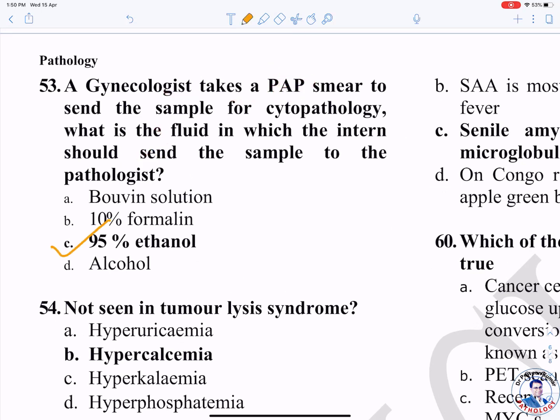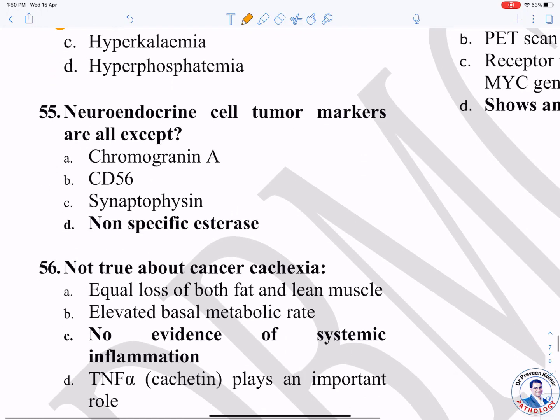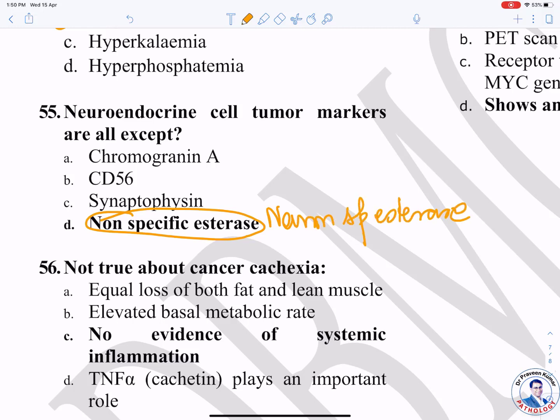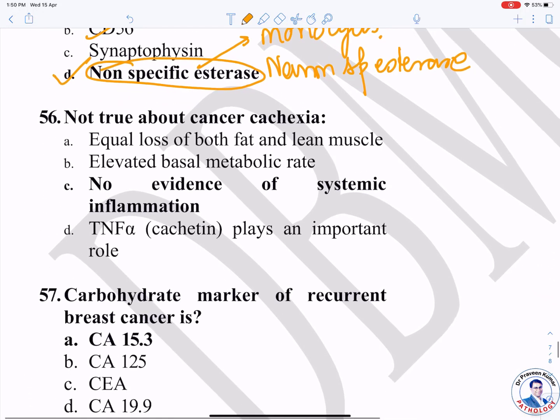53. Because it is about the actually pap smear, the answer is very simple. It should be 95% ethanol. Tumor lysis syndrome, a straightaway question. It is hypercalcemia. I'll not discuss it any further. 55. Many of you got confused by looking at the option non-specific esterase. Remember, it is neuron specific esterase. It is also called as CD56, and therefore you got confused. The answer is D. Okay, non-specific esterase. This is a marker for monocytes. Okay, remember it's not neuron specific. Neuron specific is also called as CD56.